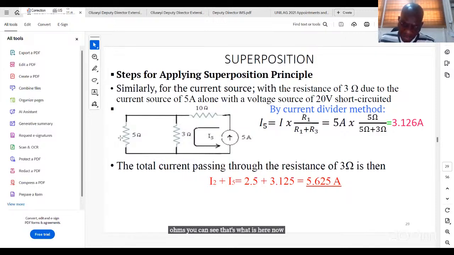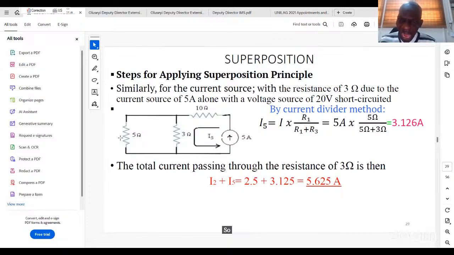That 20 volts is gone. We said you should short it so that it will not have any impact. For the current source, we open circuit it, and we short circuit the voltage source. But if the source has a resistance, you let the resistance replace it. But if there is no resistance there, you just remove the voltage or current source. So that's what we have done in this place.